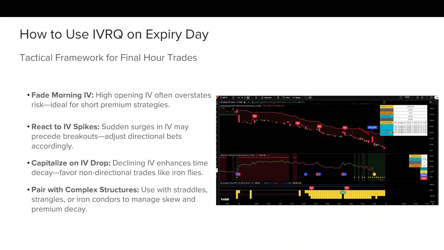How to use IVRQ on an expiry day? Expiry day trading is high stakes and high opportunity. All of us know this. And IVRQ is uniquely suited to this environment.